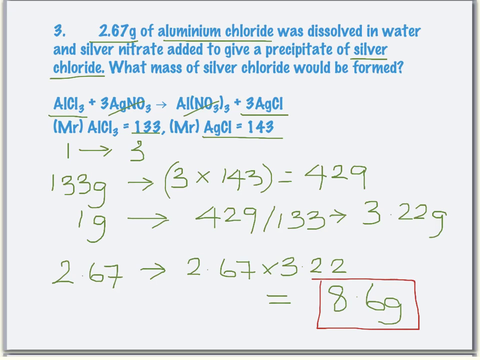So if you get something that looks like this that's a little bit more wordy, don't panic about it, and look at the information that you're being required to make sense of. So it's the aluminium chloride and the silver chloride. These are the 2 compounds that we're interested in. Don't fret about the silver nitrate or the aluminium nitrate. We're not interested in them. We just want to know how much aluminium chloride will make how much silver chloride, and there you go.